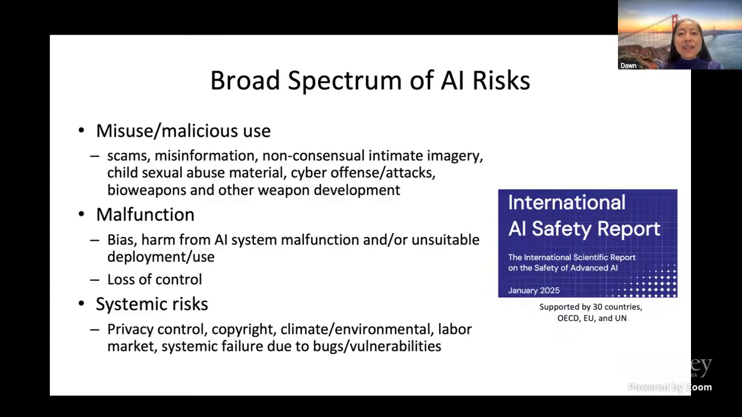On the other hand, we also need to pay attention to a broad spectrum of different types of AI risks. So here are several different categories of AI risks as listed in this International AI Safety Report led by Turing Award winner Yoshua Bengio and written in collaboration by about 100 different leading AI researchers from 30 countries, and I'm part of this effort as well.